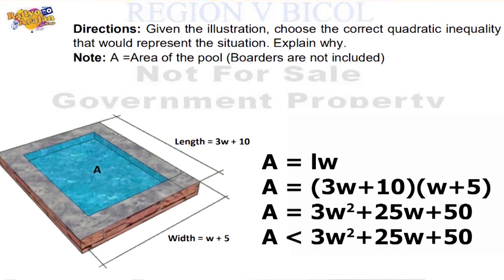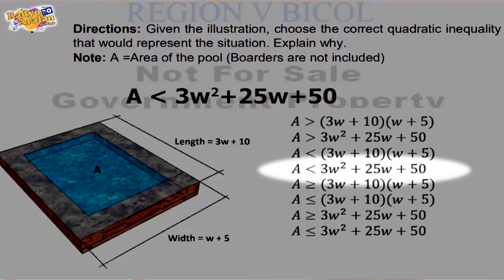From the list of the options listed on page 5, we choose A is less than 3W squared plus 25W plus 50 as our answer. Again, we choose A is less than 3W squared plus 25W plus 50 as our answer.